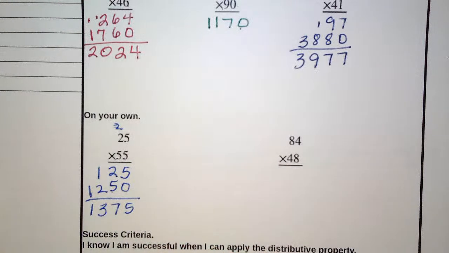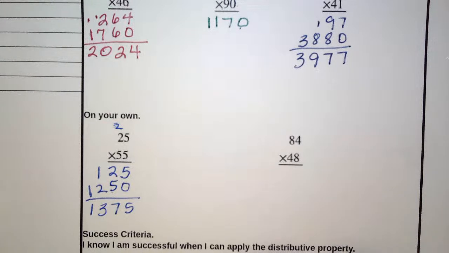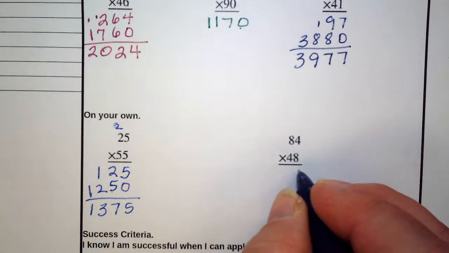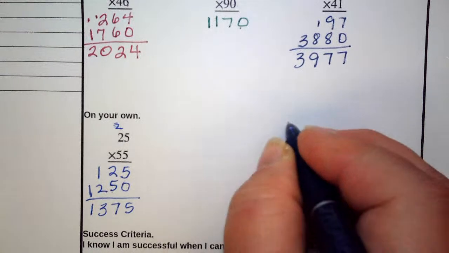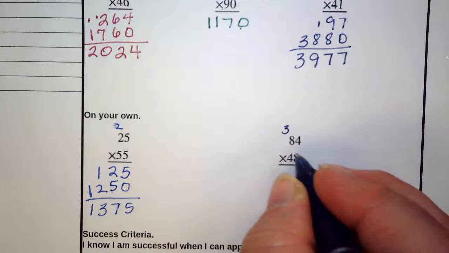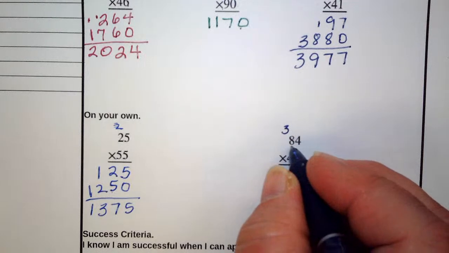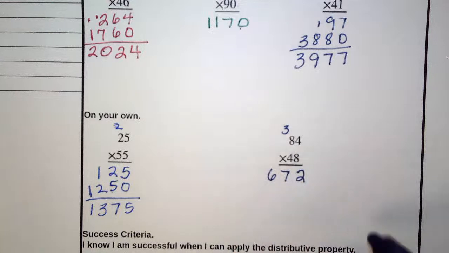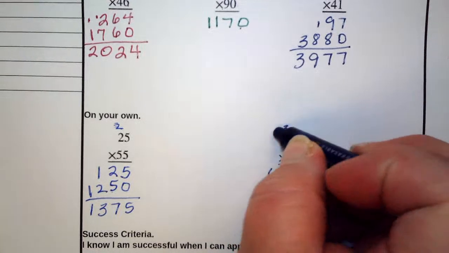Now for the last one. Hopefully this isn't difficult for you. Maybe multiplying the bigger numbers is still a little bit difficult, but hopefully you know how to do the technique. 8 times 4 is 32. Write the 2 down, carry the 3. 8 times 8 is 64. 64 plus 3 is 67. I'm done with the first number.